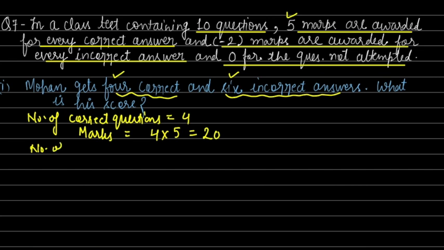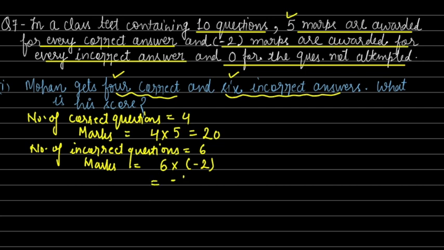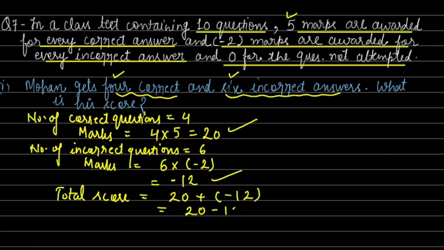Now the number of incorrect questions. How many incorrect has he done? He has done 6 incorrect. What will be the marks? 6 into minus 2, because it says minus 2 is awarded for every incorrect answer. You get minus 12. We have to calculate his total score. So the total score will be the sum of correct and incorrect: 20 plus minus 12. When you open the bracket, this becomes minus 12 and it means 8. So this much is his score.